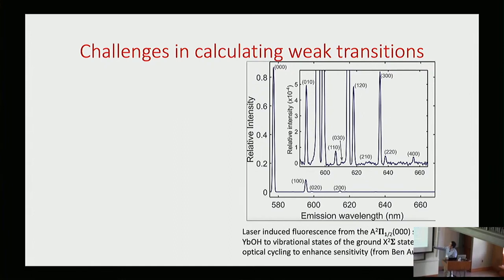Actually, this nominally forbidden transition is the relatively strong one in this category, and the intensity here has been multiplied by a factor of 10,000 to be shown here. So these are really weak transitions, but as the audience knows better than I do, these will cause leakage that will cause problems in deep laser cooling of such molecules.